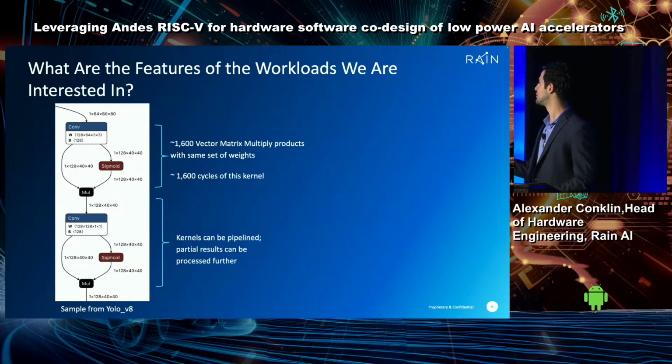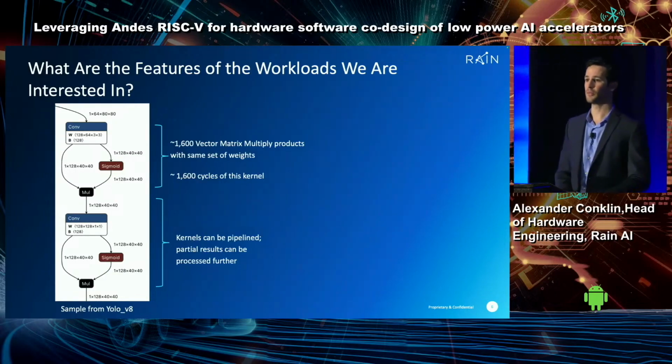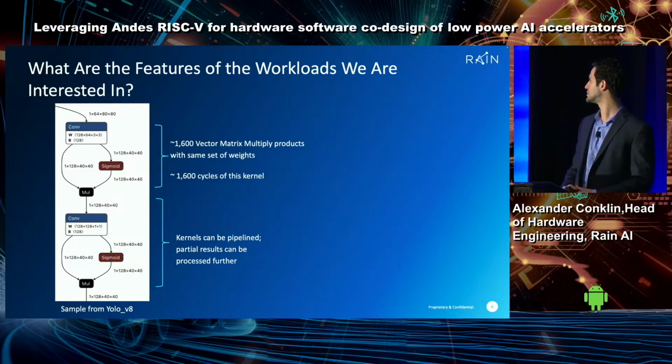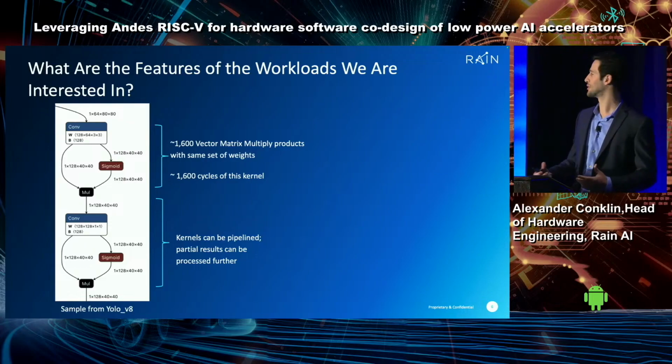First, this convolution is really nothing more than a set of vector matrix multiplies. And we actually have 1,600 of them, and we use the same set of weights. So here we have an opportunity for some weight reuse, and we know that it's probably a good place to start by accelerating that block.